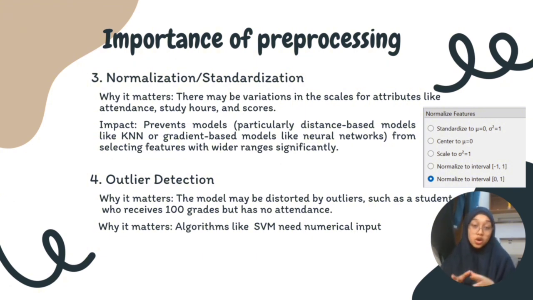The third one is normalization and standardization. Features like scores, attendance, and study hours are usually on different scales. Without normalization, models may place more importance on features with larger ranges. Standardizing the data helps the model treat all features fairly, especially in algorithms that rely on distance or gradients. Lastly is outlier detection. Outliers such as students with perfect scores but no attendance can mislead the model. Identifying and handling these outliers prevents skewed results and improves the model's ability to generalize to new data.